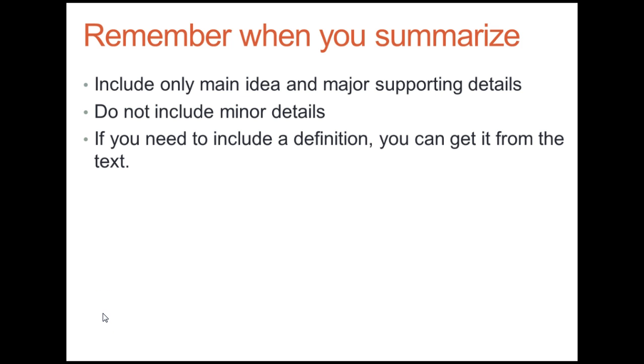When you summarize, you include only the main ideas and major supporting details. You do not need to include any minor details. When you were summarizing the chapter for Outliers last week, some of you were telling me little details that were not necessary. If you need to include a definition, you can do it. You can get it from the text. That's mainly when you're doing some academic kind of text summarizing. But keep it short. Now let's look at some examples here.